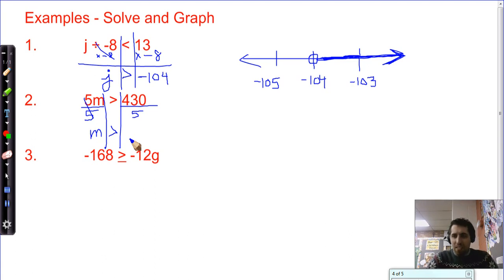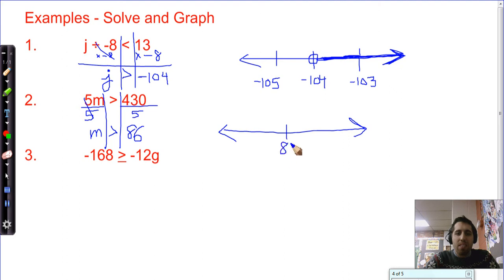Okay, well, let me think of a way to do this mentally. Well, I know that 10 goes into 430 43 times. And 5 is half as big, so it would need twice as many. So not just 43, but it would have to be 86 times. So 86 times 5 would be 430. 430 divided by 5 is 86. M has to be greater than 86.